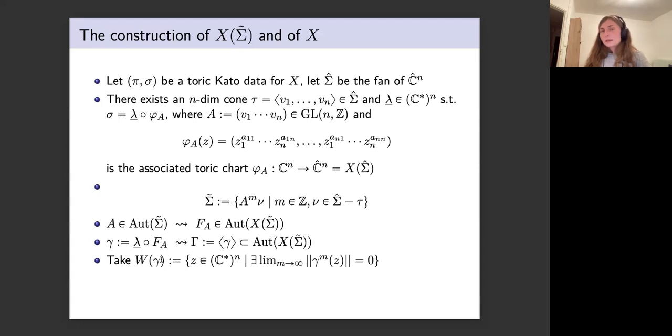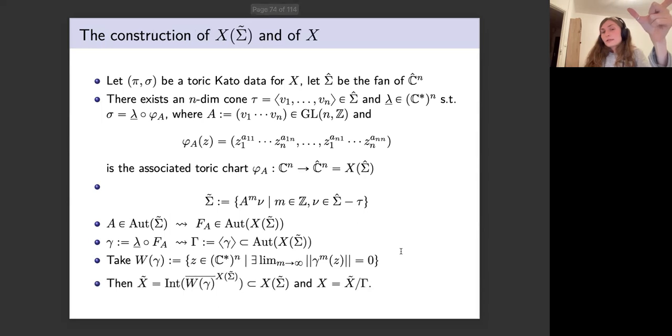And this is exactly the so-called stable set of your automorphism. So you're going to take all the elements in the complex torus which go to 0 when you apply gamma many times. So this is just an open subset of the complex torus. And then you're going to take its closure inside of your toric variety. So this open subset is still invariant by gamma by definition. So its closure will also be invariant by gamma.